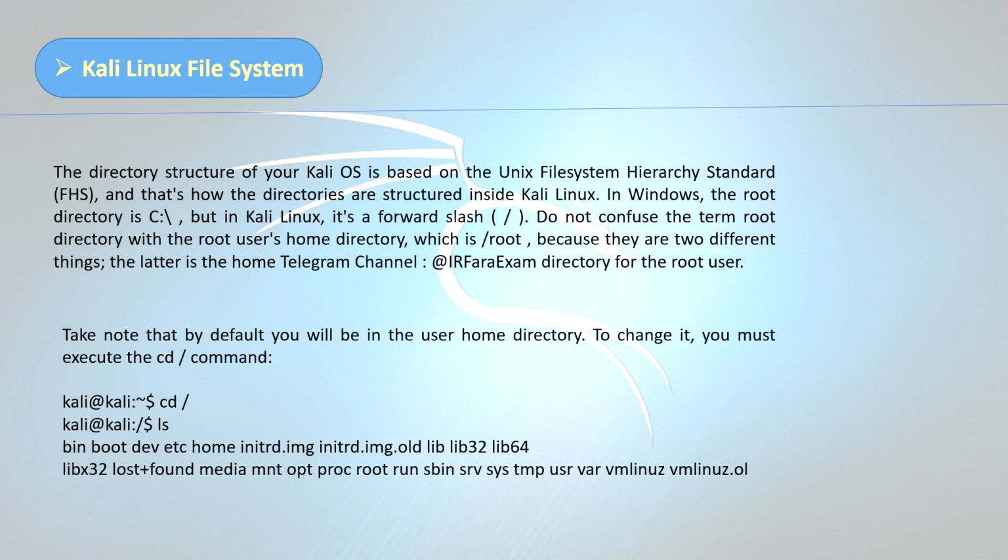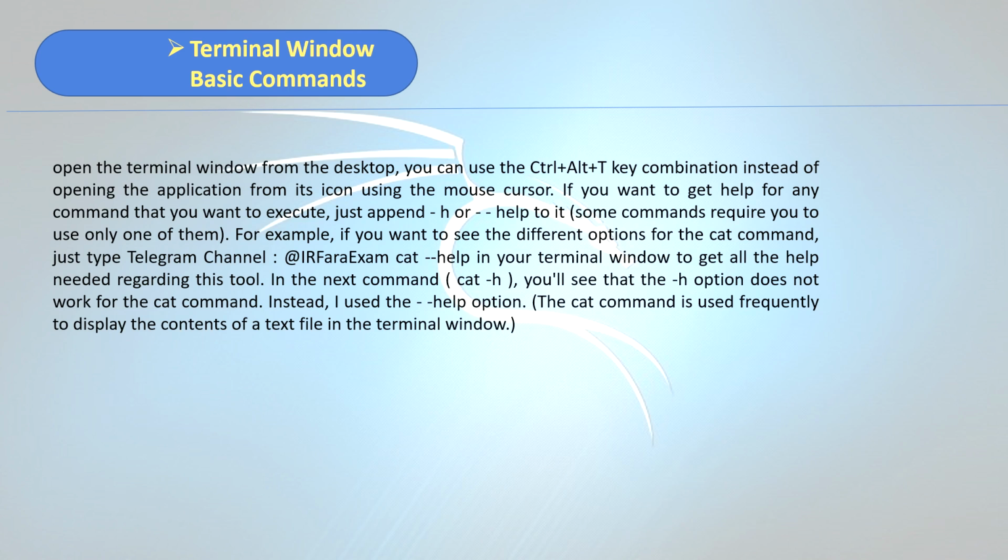In Kali, run cd and then the slash, and you see bin, boot, dev, etc, home, initrd.img, initrd.img.old, lib32, lib64.